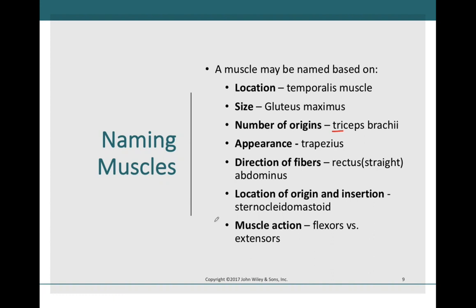And lastly is the muscle action, which are the flexors and the extensors. We will see flexor muscles in the anterior compartment of the forearm in the anatomical position, and we'll see extensor muscles found in the posterior compartment of the forearm. So these are the major criteria that we use to name our muscles: location, size, the number of origins, as well as the location of the origin and the insertion, the appearance, the direction of the fiber arrangement, and the actions of the muscles that we're trying to name.